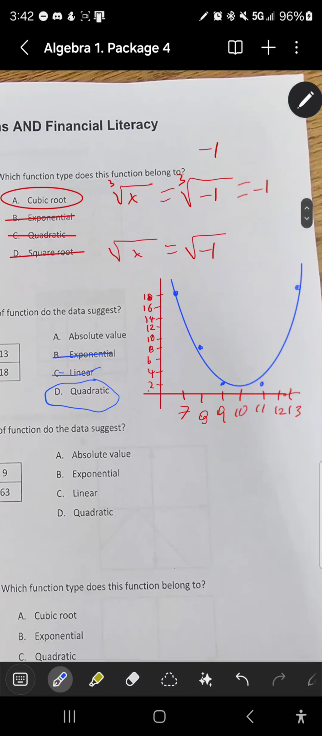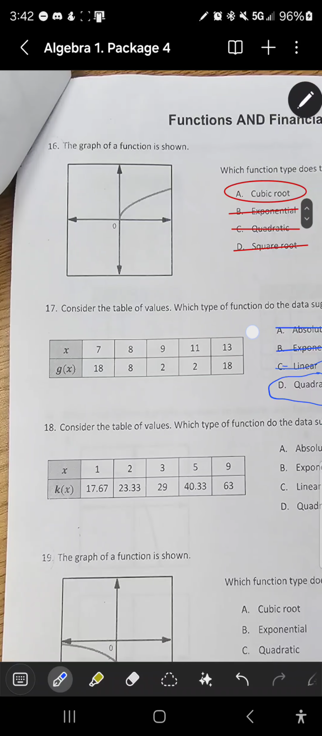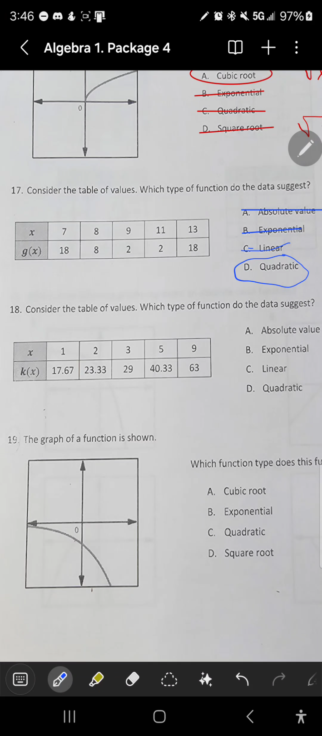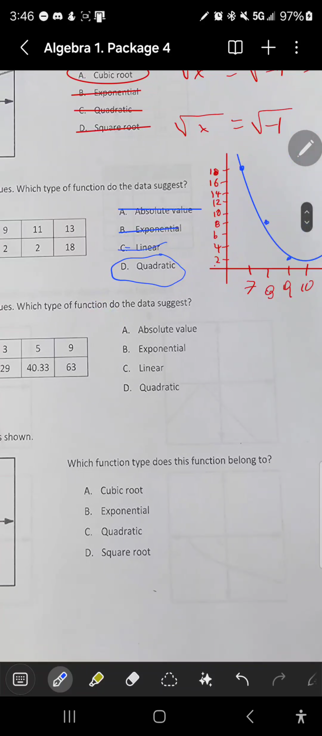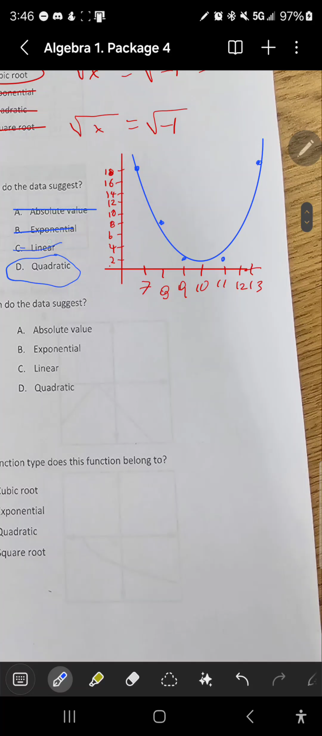Actually, well, that's not what we can see here. No, no. So before going to 18, I know this is not an absolute value, because absolute values are just like two linear equations together, and you know the slope between them is not the same. So that's the difference.